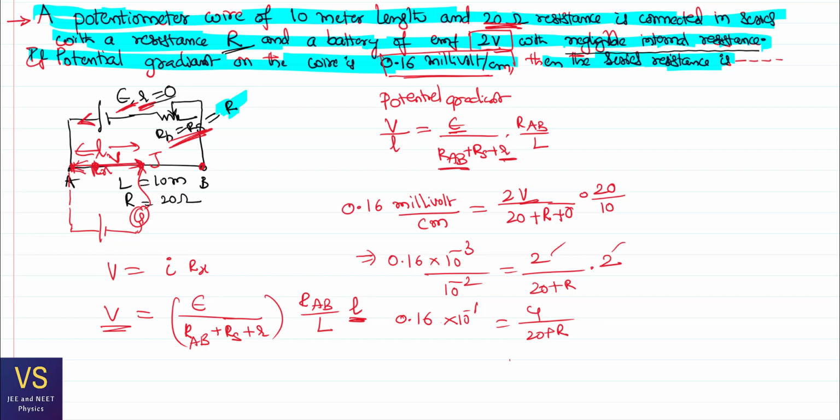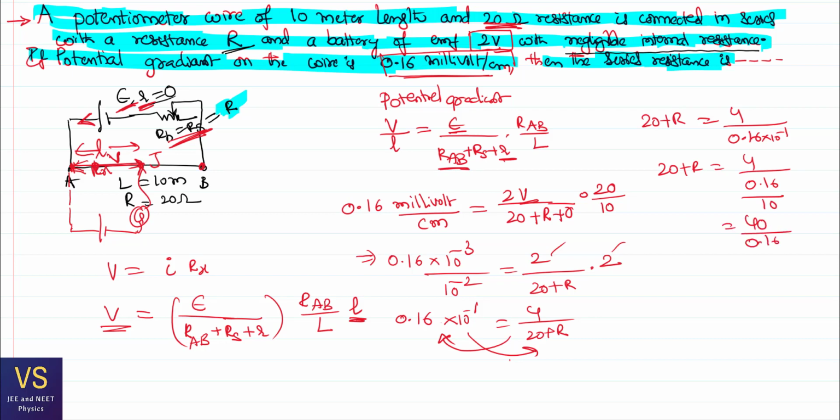So if you simplify this further by rearranging the terms, 20 plus R, I am taking this to this side and this to this side. 4 by 0.16 into 10 power minus 1. So that is 20 plus R equal to 4 by 0.16 by 10. That is 40 by 0.16 is 20 plus R. Again 0.16 can be written like 16 by 100. So 40 into 100 divided by 16 equal to 20 plus R.